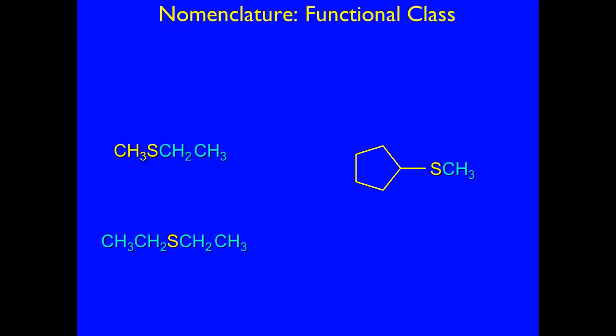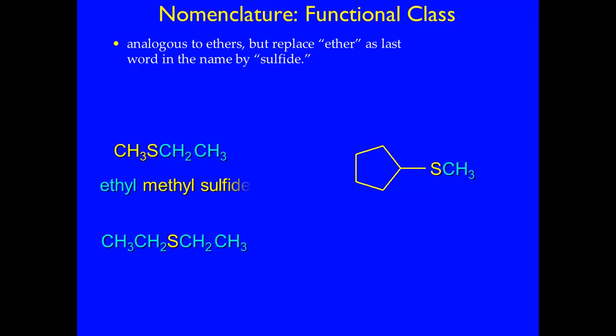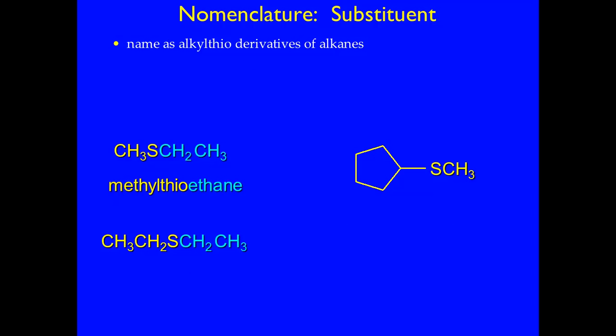This is a sulfide, as I said, methyl sulfide. But if you alphabetize, it is ethyl methyl sulfide. This is diethyl sulfide. Cyclopentenyl methyl sulfide. For naming in the IUPAC way, you use this as a substituent. This is your parent hydrocarbon. Methylthioethane, ethylthioethane.